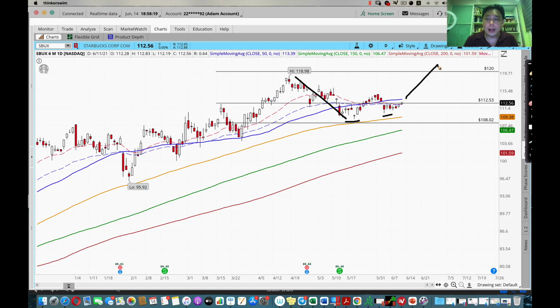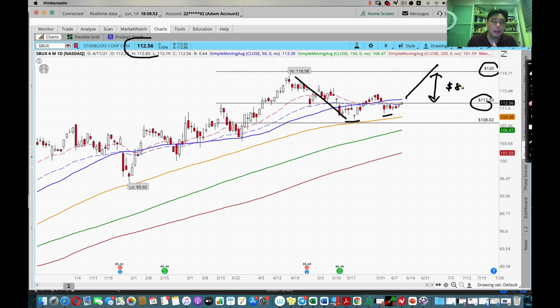Now the current price is at roughly 112.56. That's yesterday's closing price. Of course, when the market opens later, it could be slightly higher or lower. But we can plan the trade first. So let's say we buy at 112.56 and our profit target is 120, just above the previous swing high. That gives us a potential profit of about $8 per share, right?